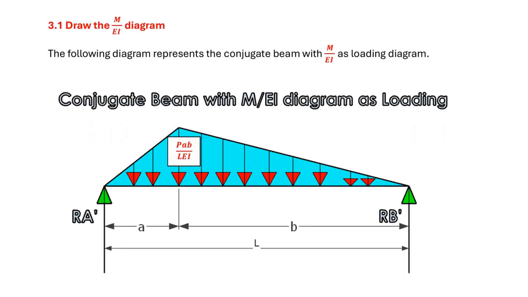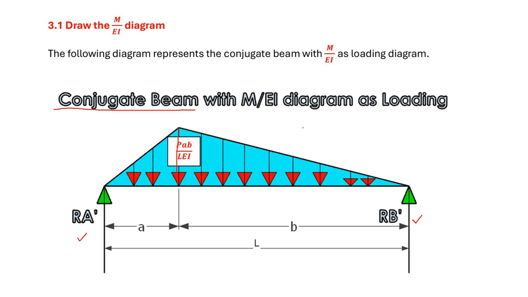So this is the conjugate beam, and we already calculated the maximum bending moment at this location as PAB by LEI. Now after this you convert it to loading. Now you have got a triangular loading which is applied on the conjugate beam. Note down that whatever calculations we are going to do are with respect to the conjugate beam. So you can see RA dash here and RB dash here. This RA dash is the reaction of the conjugate beam. This RB dash is the reaction at point B dash of the conjugate beam.